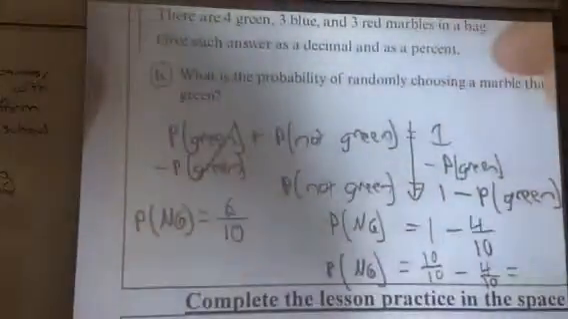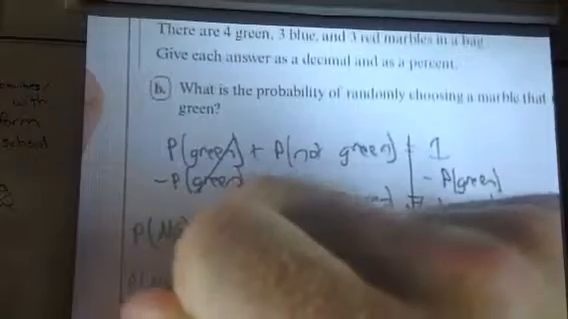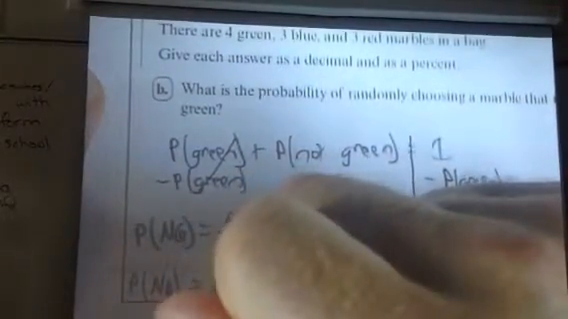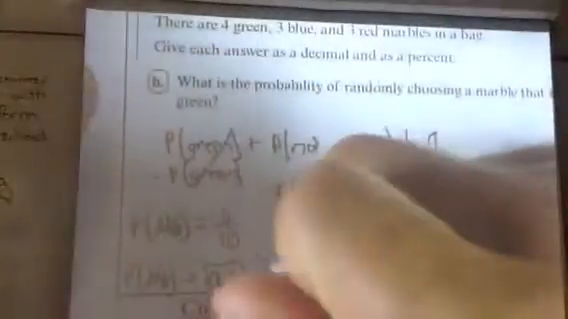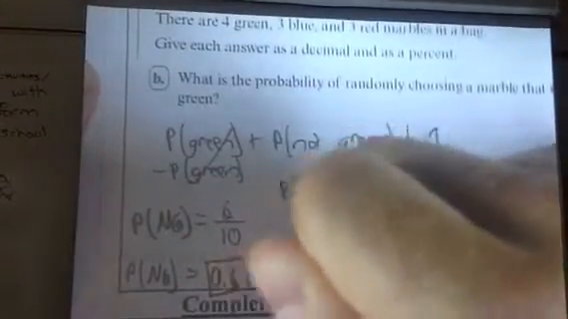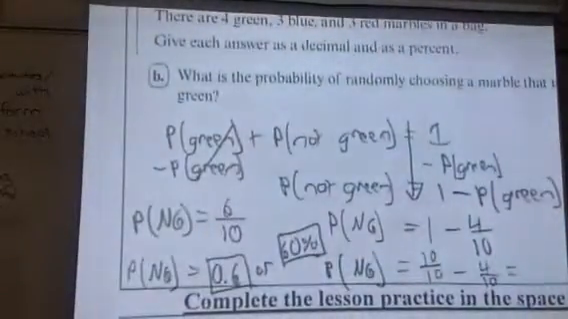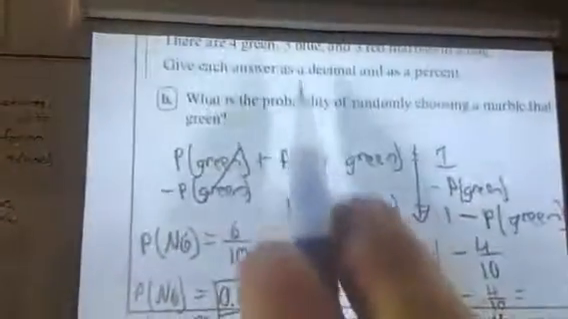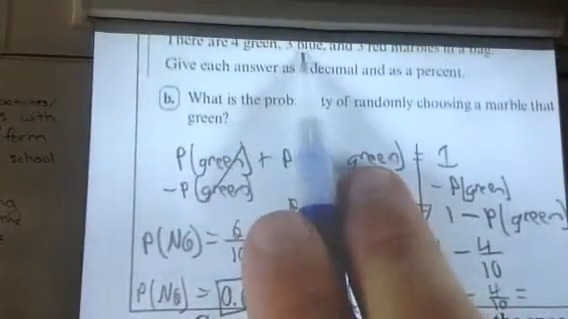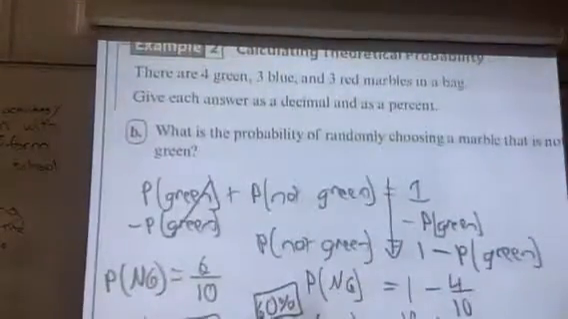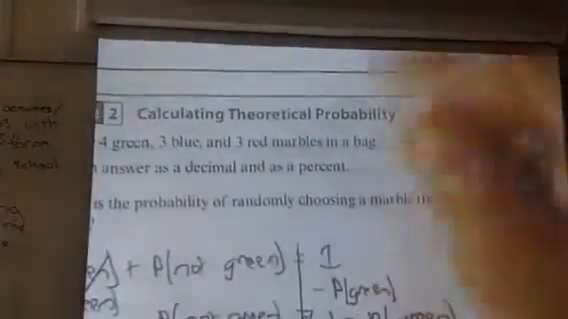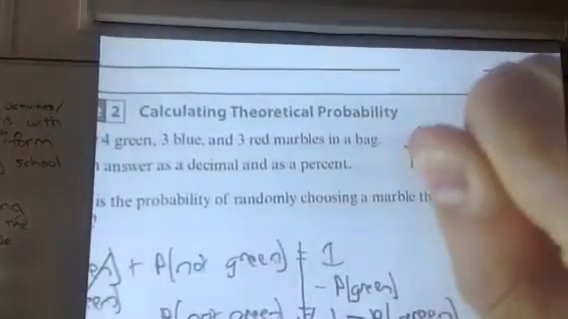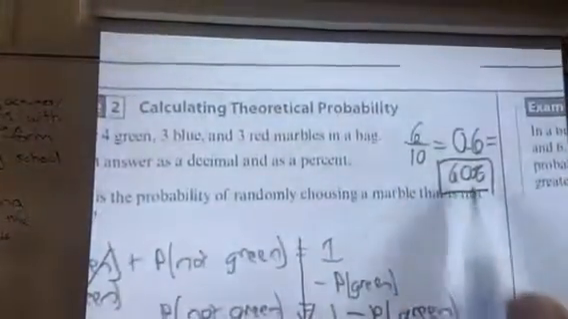It said to give that answer as a decimal and as a percent. So as a decimal, probability of a not green marble would be 0.6. Or, again, you could multiply that by 100 and you would get 60%. So that's one way of doing it. Another way of doing it is just figuring out the number that are not green. The ones that are not green are blue and red, so you could just say, well, there are 3 blue, 3 red, so there are 6 out of a total of 10, which is equal to 6 tenths, which is equal to 60%. So that's actually probably a little bit easier way of doing it.